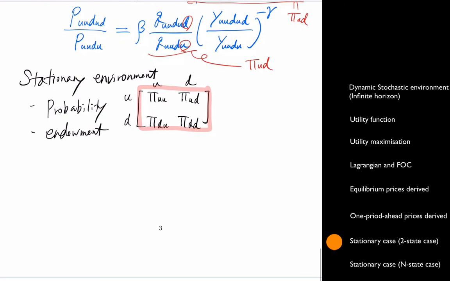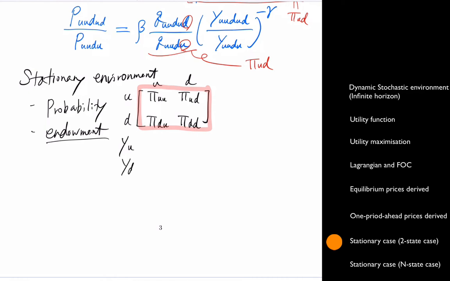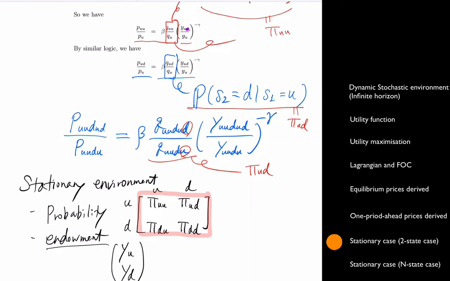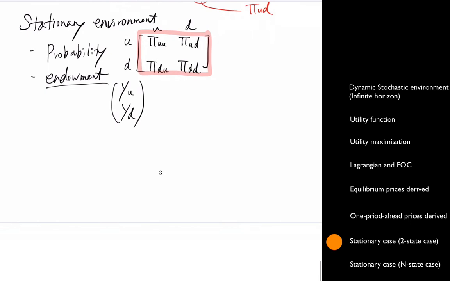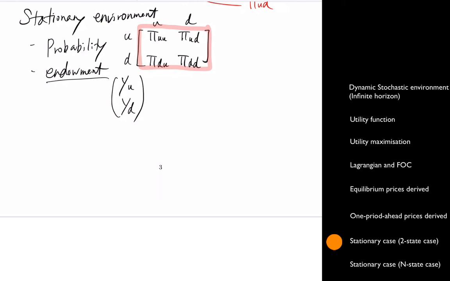And also, suppose the endowment process is also stationary in the sense that the endowment is always either YU or YD. The past history doesn't matter. As long as the current economy is up, then the endowment amount is YU. If the current state is down, then the endowment amount is YD. Imagine such a simple endowment process. Then this is simply equal to YU over YU, so that's simply 1. And this is equal to YD over YU. The endowment amount takes only two possible values. In such a stationary environment, one period ahead state prices become extremely simple. It is characterized by a 2x2 matrix.